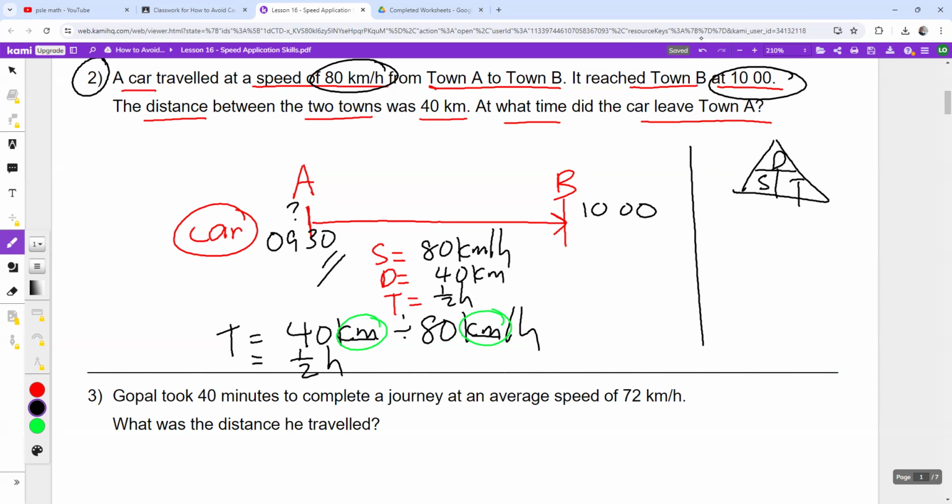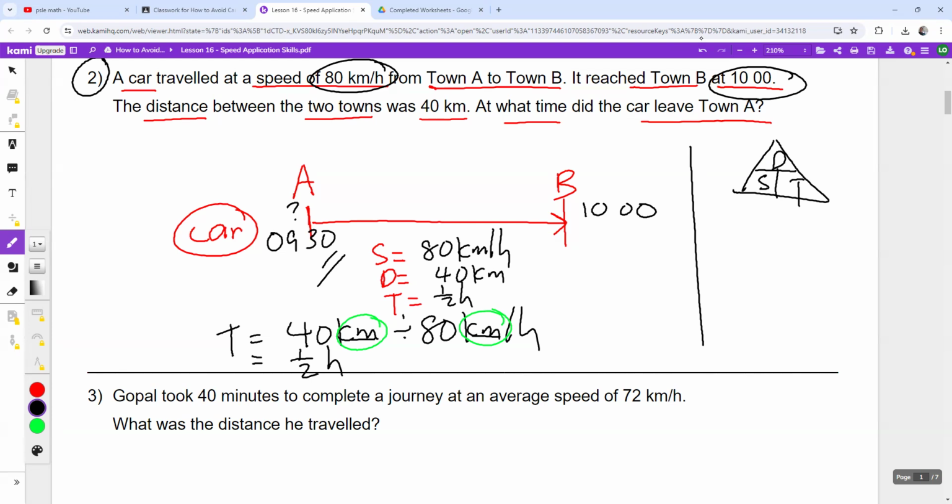And also there are some things to take note of, which is the characteristic. It's not always big number divided by small number. It's all to do with the formula. So to find time is distance divided by speed. Okay, so that is your 1 part journey.